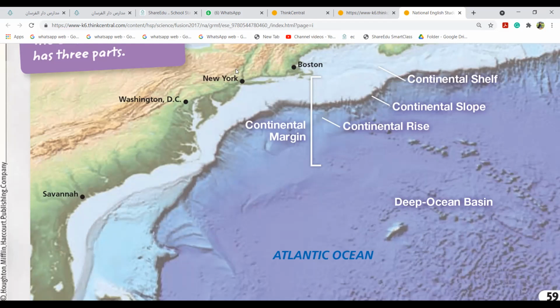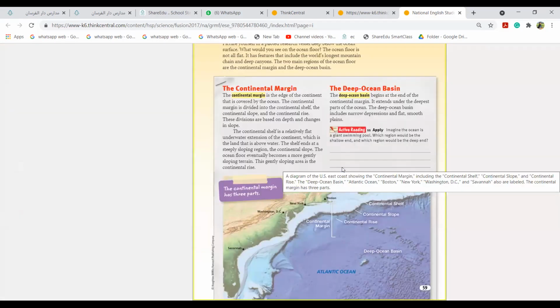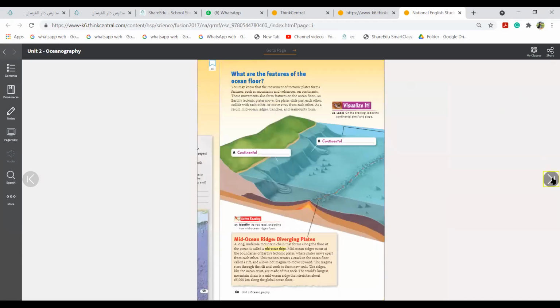This is Washington, D.C., New York. So New York has the continental shelf and continental slope and rise. And after that, it is directly connected to the Atlantic Ocean. That is the second largest ocean.